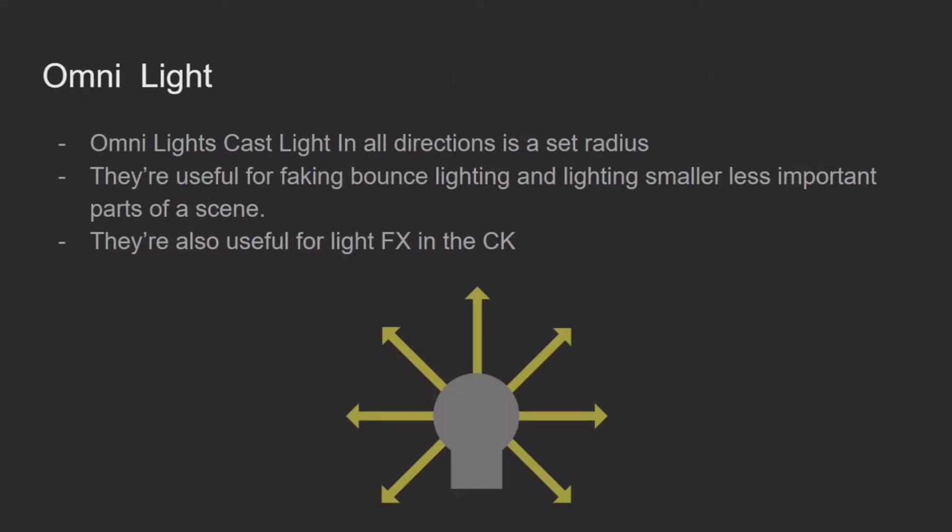An omni light is a light that casts light in all directions. It's omnidirectional. And they're useful for faking bounce lighting, lighting the majority of your scene, because you're limited to 4 shadow lights per cell. You have to be very careful with how many shadow lights you have. You're very limited. So the majority of your scene is going to be lit with this type of light because they're very cheap. They're useful for lighting effects as well, and I'll get into that later.